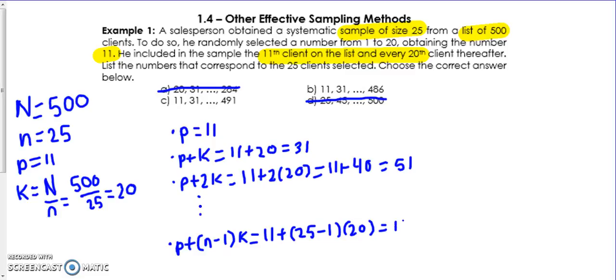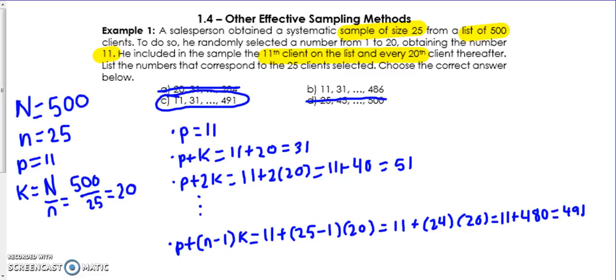So we have 11 plus 24 times 20. So this is 11 plus 480. So we end up with 491, which is our answer choice C there. So that's an example of how to find the individuals in our systematic sample.